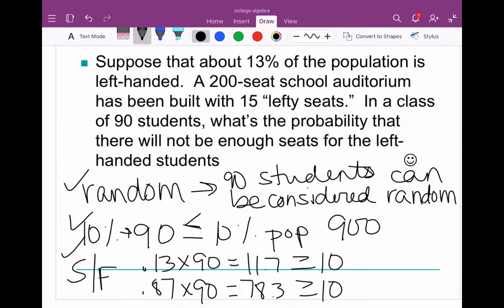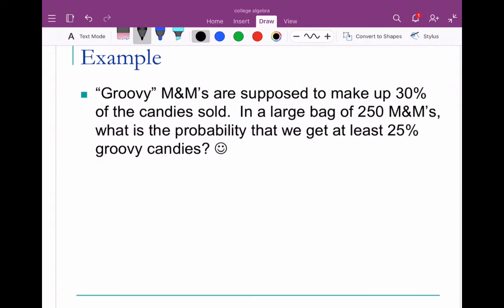Again, every time you do one of these problems, you have to actually check your assumptions and conditions, just as I did here. Looking at our last example, we're looking at groovy M&Ms. I believe we've talked about groovy M&Ms before, and they're supposedly supposed to be all speckled, so they called them groovy. But groovy M&Ms are supposed to make up 30% of the candies sold. This is not current. In a large bag of 250 M&Ms, what's the probability that we get at least 25% groovy candies?